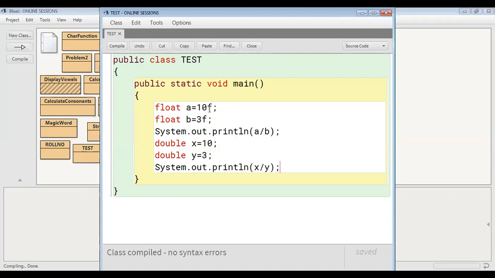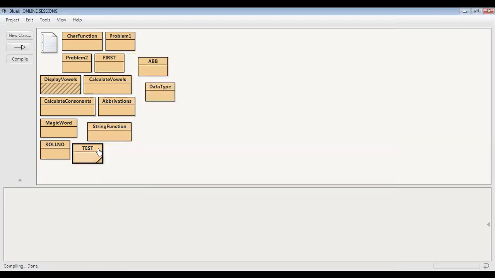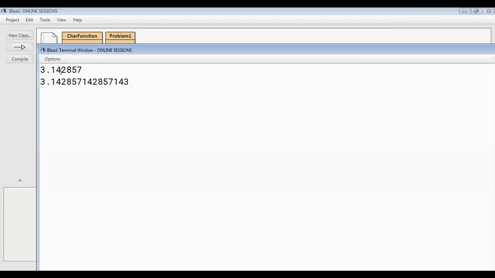Like if I say the value of pi, what is the value of pi? 22 by 7. So if I take A as 22 and B as 7, we know 22 by 7 is a recurring number, an irrational number. This is nothing but the value of pi. Now if I do 22 divided by 7, this is my answer for C.